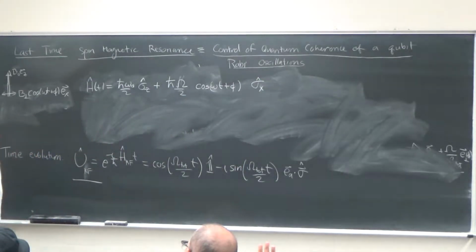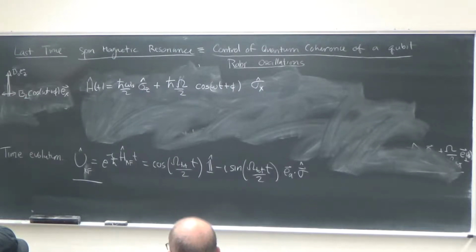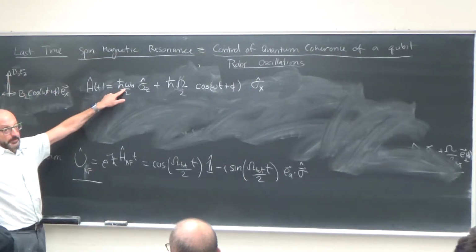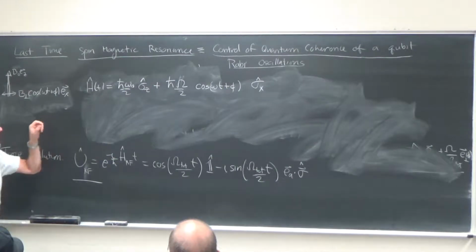Yes, sir. For this case of the linearly oscillating external field, does the definition of the Rabi frequency omega change from gamma B0 to gamma B0 over 2? You mean B perp? Yes. So gamma B0 is the resonance frequency. Oh yeah, you're correct. So let me flesh that out a little bit.